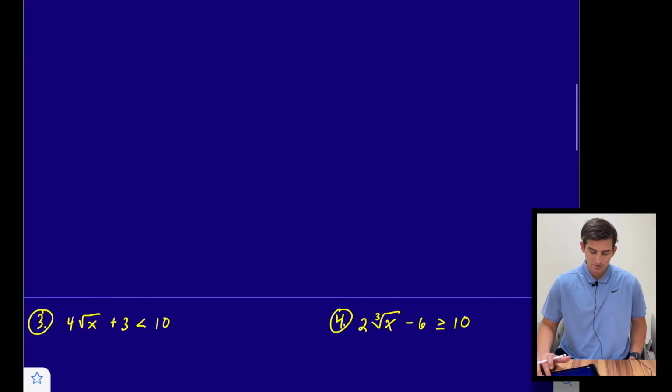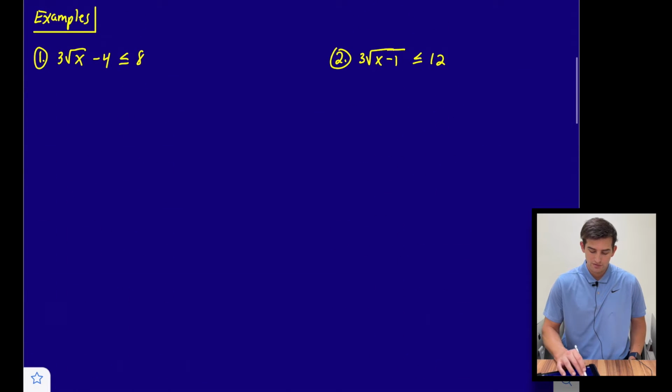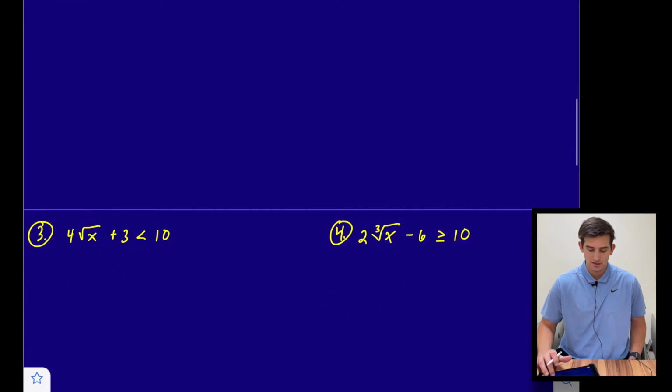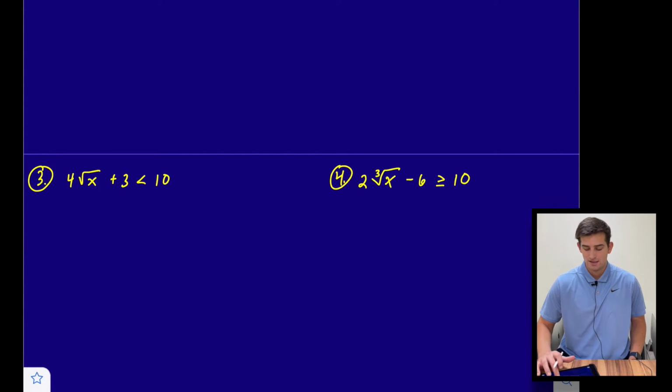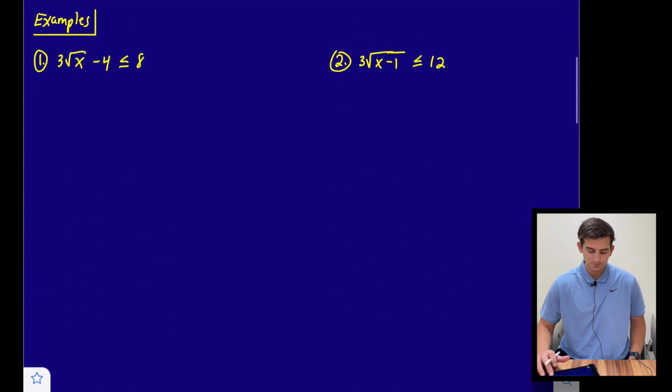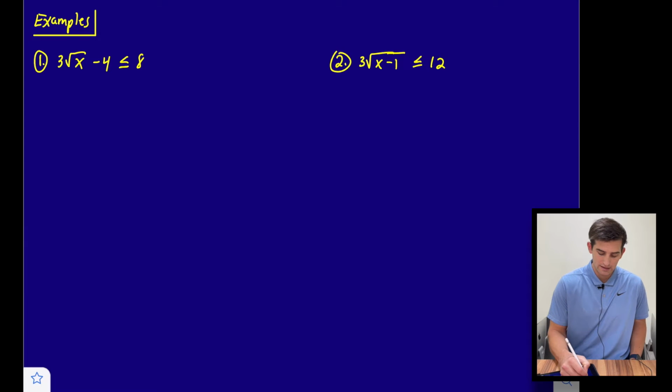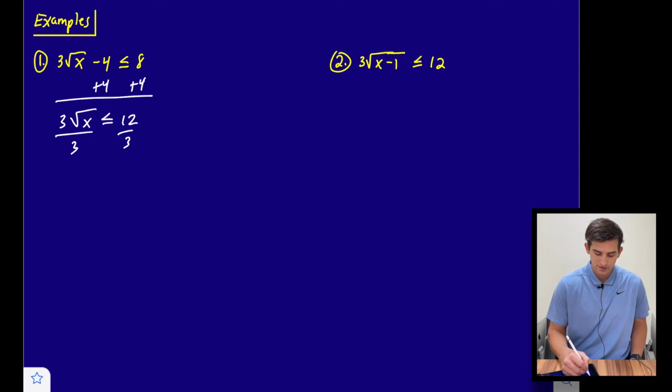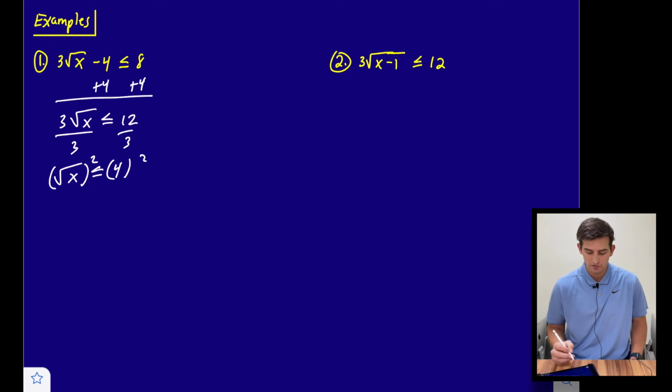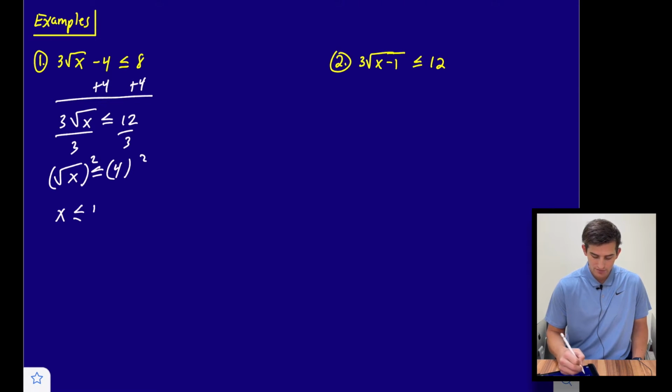So let's jump in. We're going to do 4 examples here. These first 2 examples have a less than or equal to sign. Number 3 is just a less than sign, and number 4 is a greater than or equal to. So for number 1, we're going to go ahead and add 4 to isolate. So we have 3 times the square root of x is less than or equal to 12. Now let's divide both sides by 3. So we get the square root of x is less than or equal to 4. And now we can square both sides. So far, just like solving a radical equation. So we get x is less than or equal to 16.